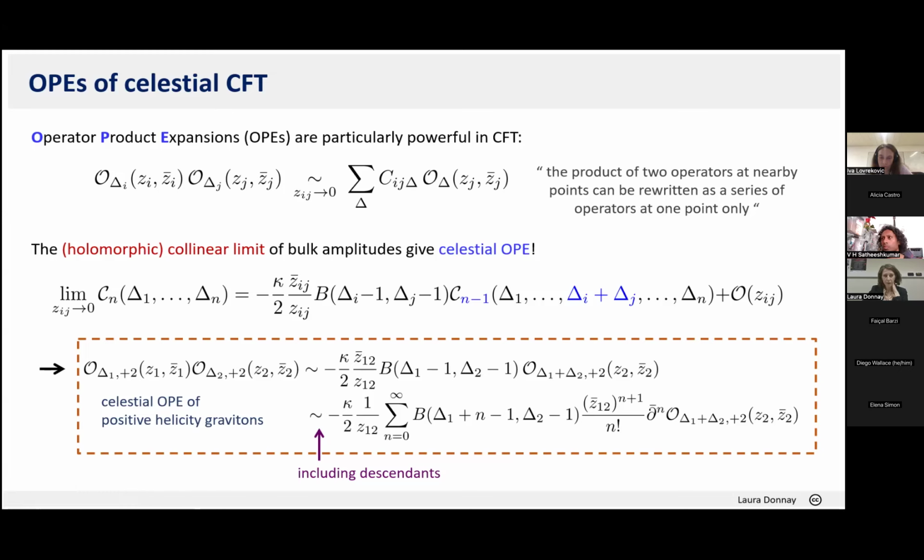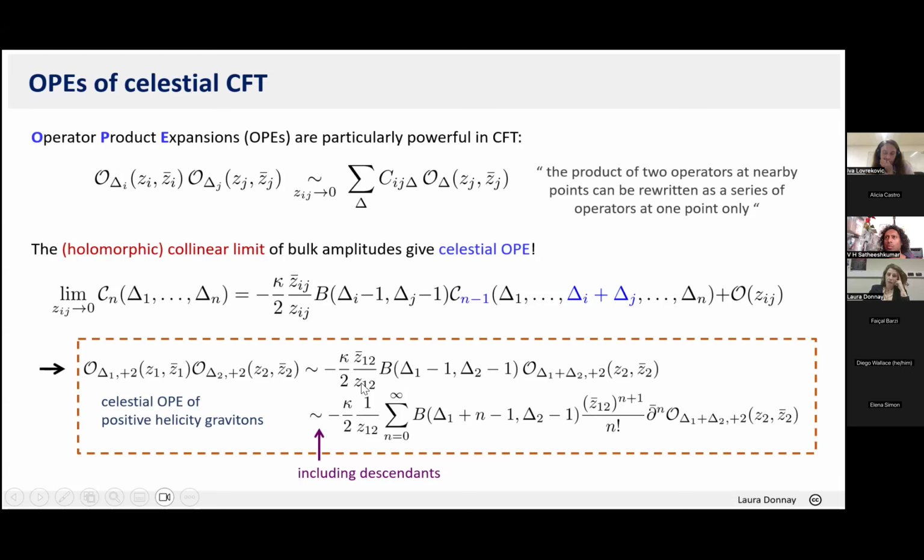So what we have done together is see how a collinear limit in the bulk, in the case of massless particles here, gives rise to exactly the formula you have when you look at the operator product expansion of a 2D CFT. Okay? And the OPE coefficient here is fixed. We have computed, by the way, this OPE coefficient. It's fixed to be this Euler beta function.